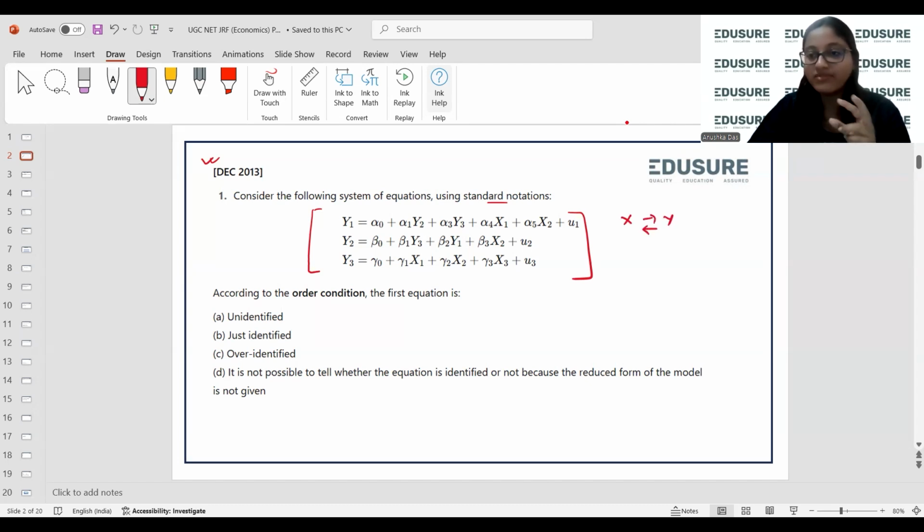If this kind of bidirectional causality exists, which is existing here, see here y1 depends on x. Again, x also depends on y. You can write x also in terms of y, right? Y is also dependent on y itself. Y2 depends on y3, y1, and so on. So x and y are interdependent in such a way that they cause bidirectional causality. X can cause y, y can cause x.